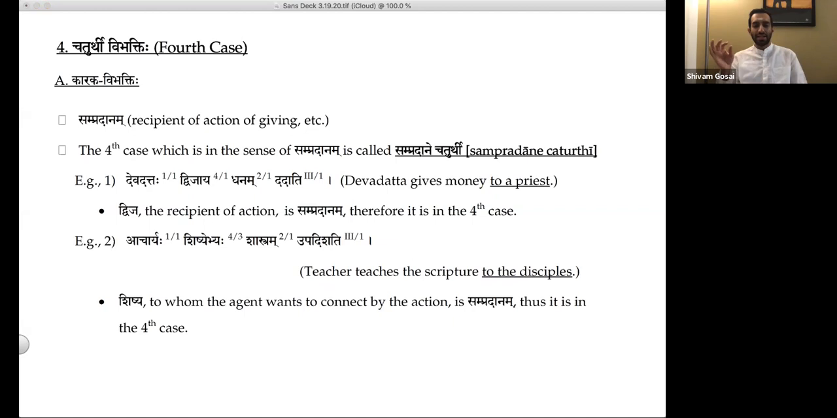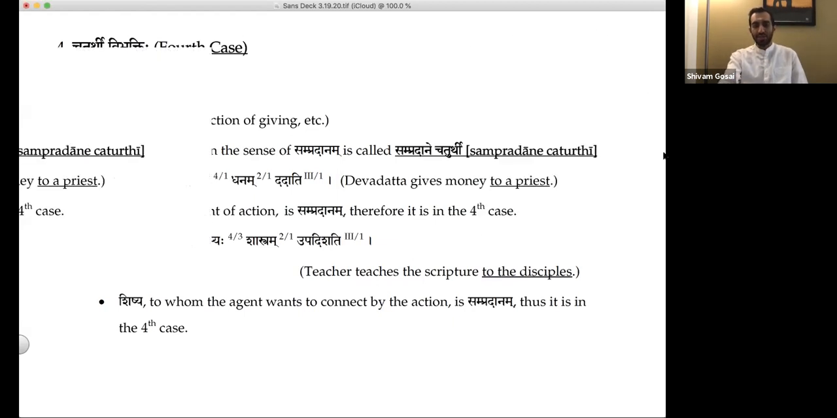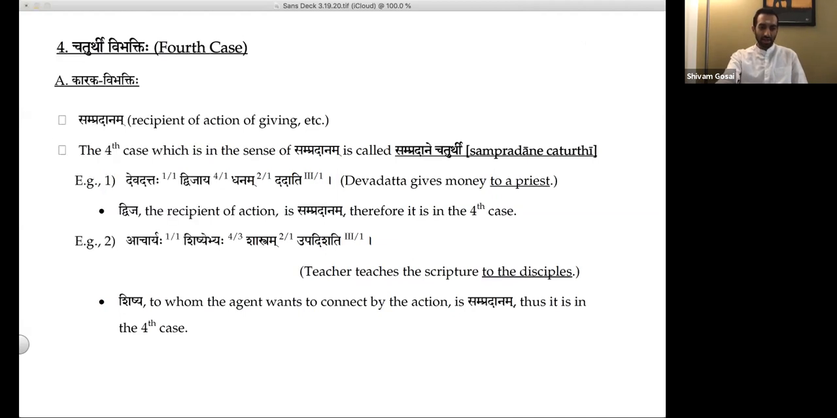Example number 1. Devadattaha dvijaya dhanam dadati. We were just doing these sentences before, right? Devadatta dadati. So Devadatta gives. He gives what? He gives money, and he gives money to who? To the priest. So since the dvija, or the priest, is the recipient of the action of giving, that priest is put in the fourth case. Dvijaya or Ramaya. I just realized that we never looked at Rama Shabda in fourth case. So we'll do that after this.